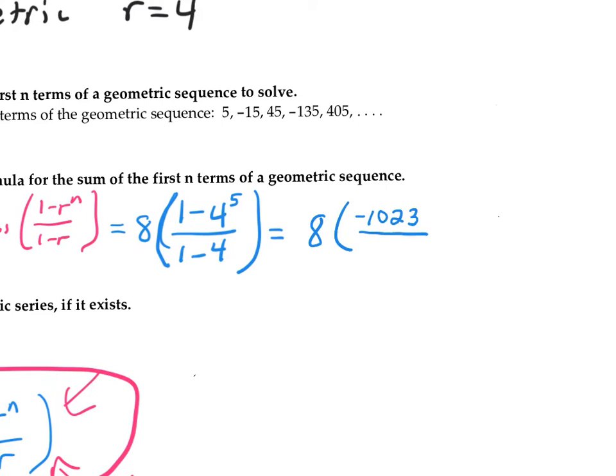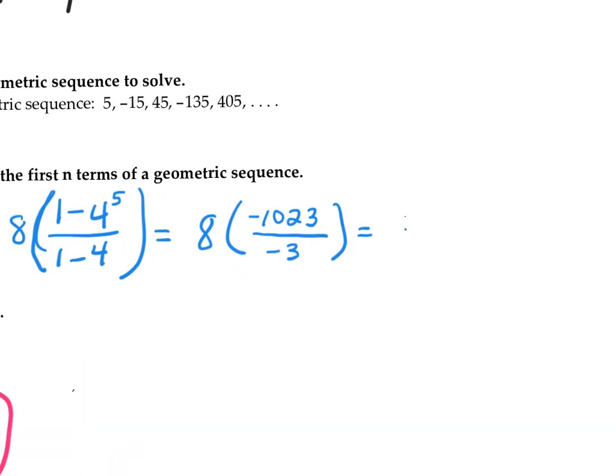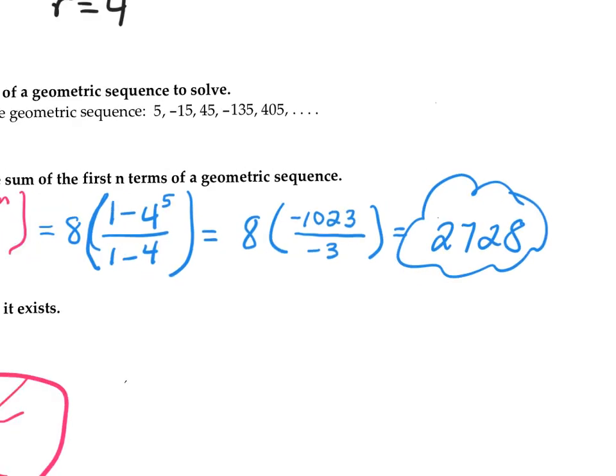Negative 1023. And 1 minus 4 is negative 3. So then you have 8 times negative 1023 divided by negative 3, and you get 2728. You guys agree.